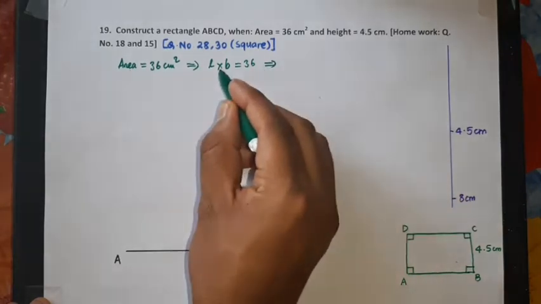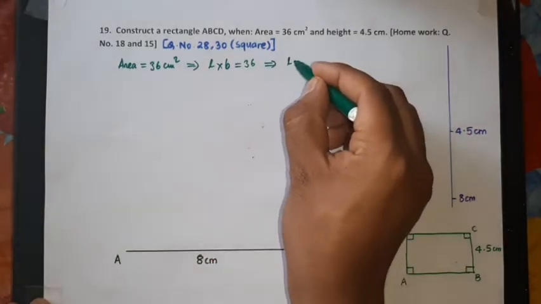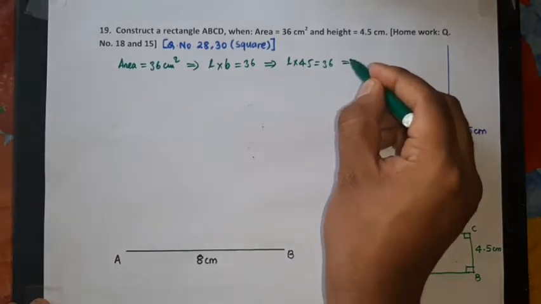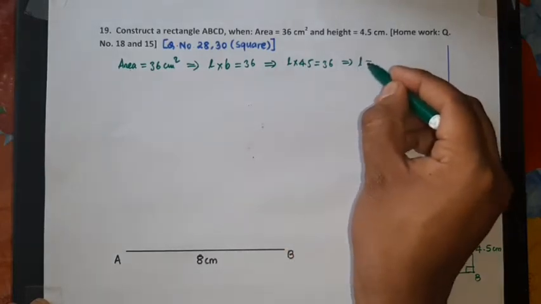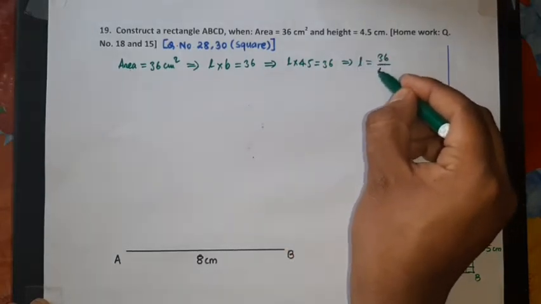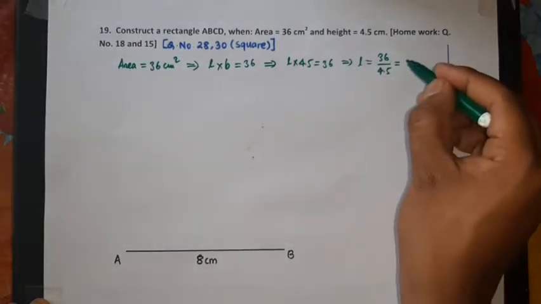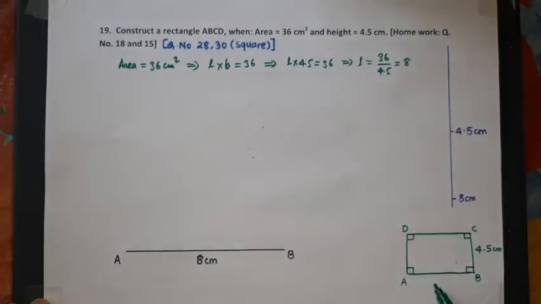I don't know how much the length is, but we know the breadth, and breadth is given to be how much? 4.5. So we have L into 4.5 equals 36. So from here, what is L? This 4.5 goes to the denominator, so we have 36 by 4.5. Do the cancellation and you'll find it to be exactly 8. That means my length is how much? Length is 8 centimeter. Is that clear?